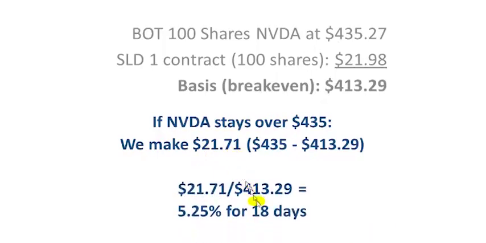To do the calculation for ROI, you take your $21.71, which is your profit, and you divide it by your basis. Gives us 5.25% for 18 days. 5.25% for 18 days. I mean, that's amazing, right? A lot of people don't get 5.25% for a whole year, or maybe just a little bit more, 8 or 9% for a whole year. We're getting it in 18 days.